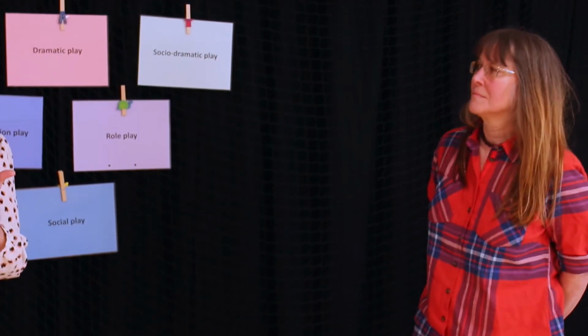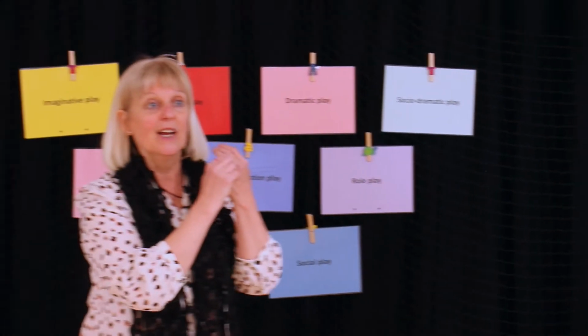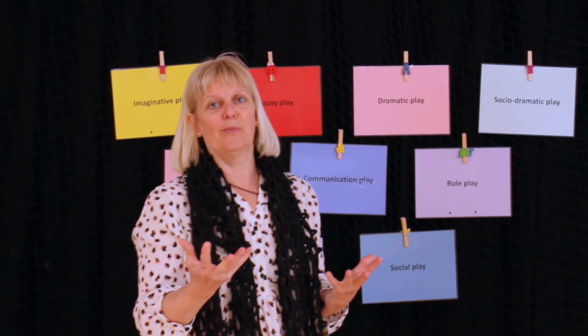They may choose a rubber band to make a wedding ring, so the object symbolises something as part of their play.